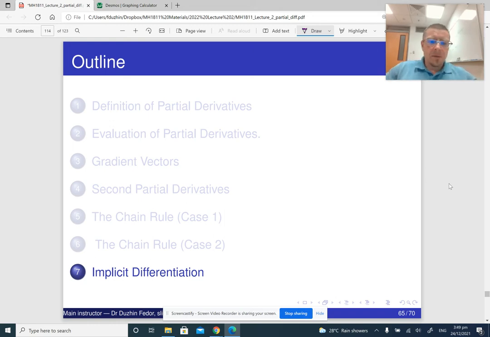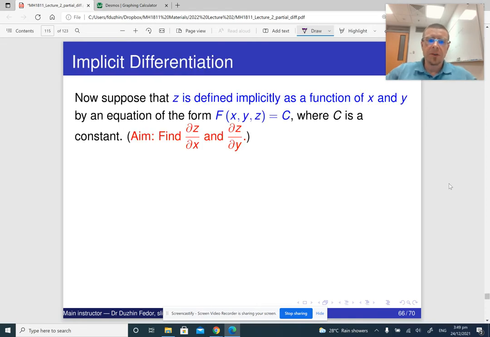Okay, and finally, we're going to look at one application of the chain rule. So we are going to apply the chain rule to implicit differentiation. Suppose that z is defined implicitly as a function of x and y. So it means that we have some equation on x, y, and z. I'm going to give you an example of such an equation. So, for example, we have this equation.